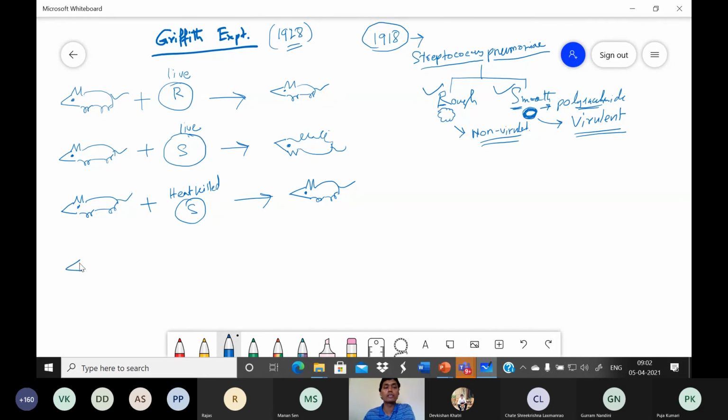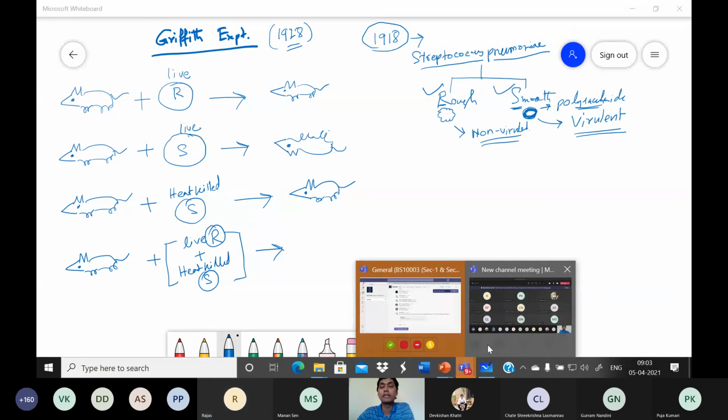The last experiment was the most important one. So what he did, he took this mouse and he mixed 2 things together and injected. One is live R strain plus heat killed S strain. Then what will happen? Tell me, whatever you understand, right? What might happen? Survive. Die.